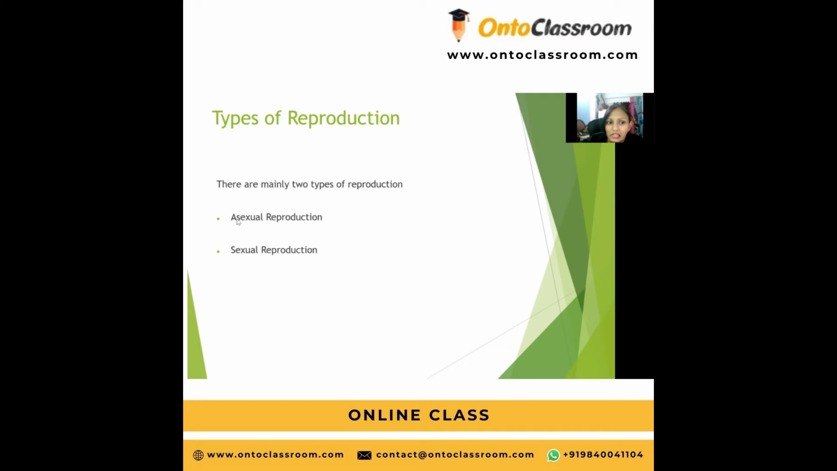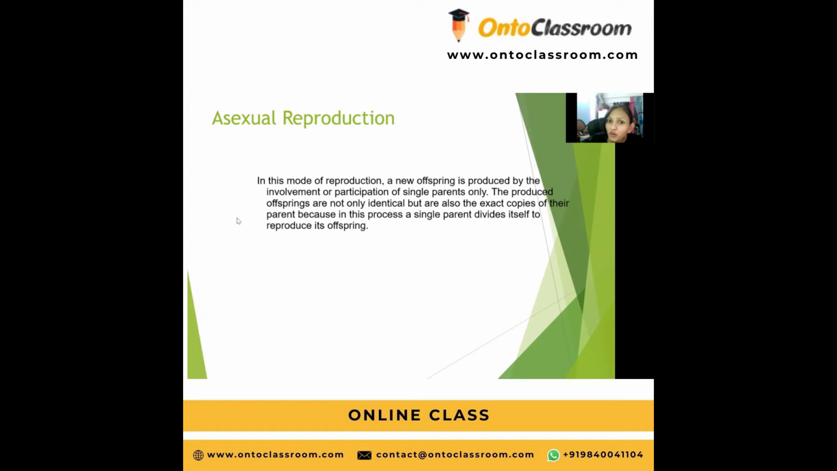Here the name indicates it. A means absent, the one in which sexes are absent is called asexual reproduction. Understood? Then we will go through it in detail. Asexual reproduction is a mode of reproduction in which a new offspring can be produced by only a single parent. It means only a single parent is involved in the production of a new individual or offspring. Only one individual is involved here.